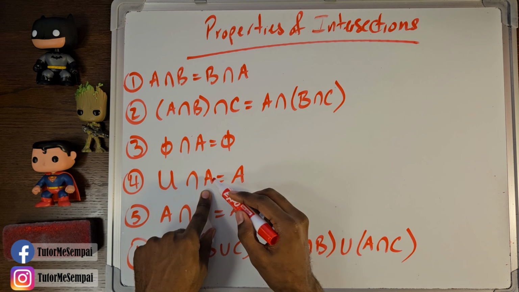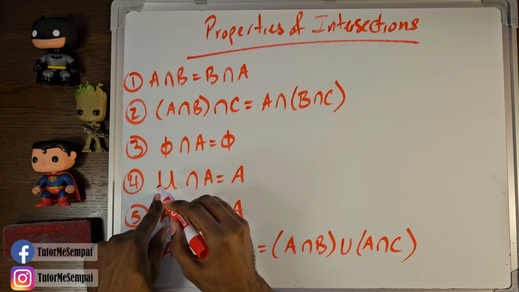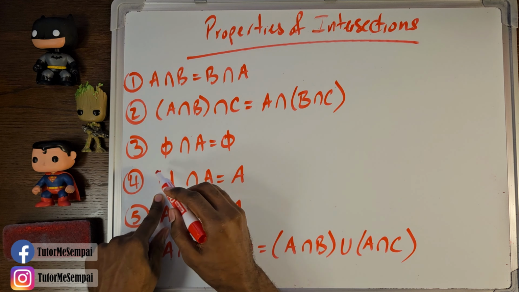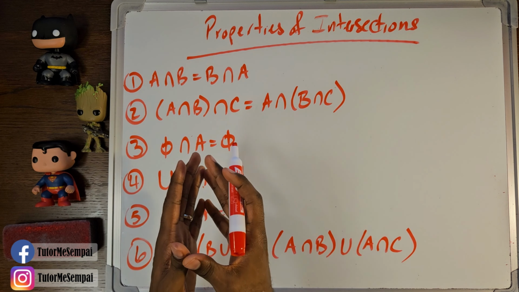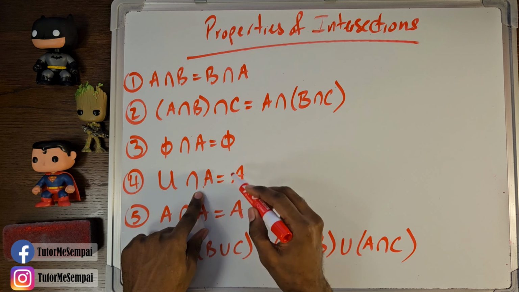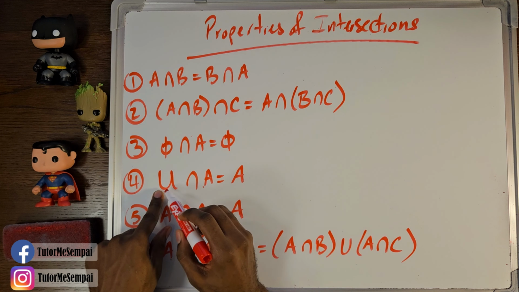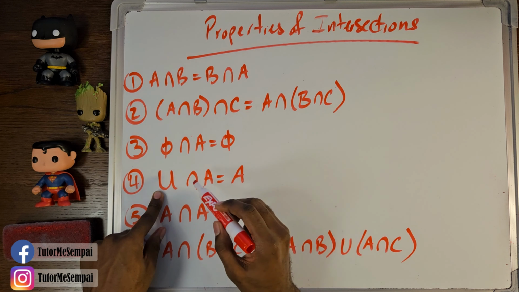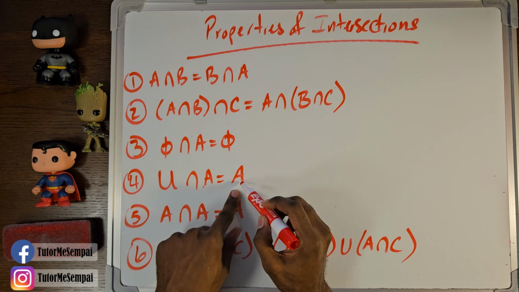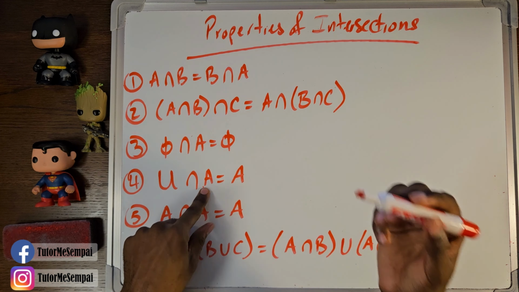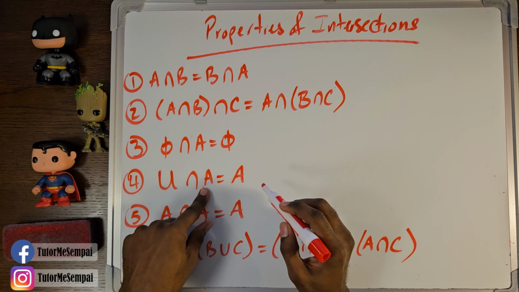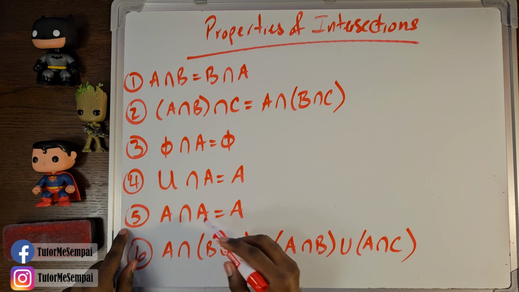Everything in A is going to be in the universal set, but not everything in the universal set is going to be in A. So when you're trying to find what's in common, well, if this is all contained in this universal set, then what's in common between them is that entire set A. This lets us know that if you have an intersection between a set and its subset, you're always going to end up with that smaller subset as the end result. Let's move on to our fifth one.